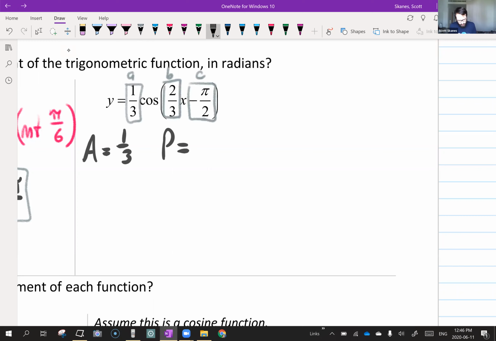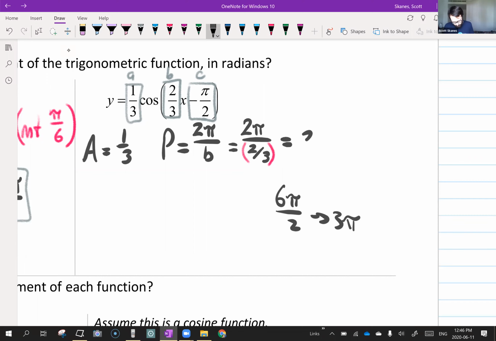Period, I'll just call it P, is again 2 pi over B, which is 2 pi over 2 over 3. And the 2 over 3 is like a group. You have to divide it. You have to be very careful. The same thing as multiplying by 3 over 2, which would be 6 pi over 2, or in other words, that's 3 pi.